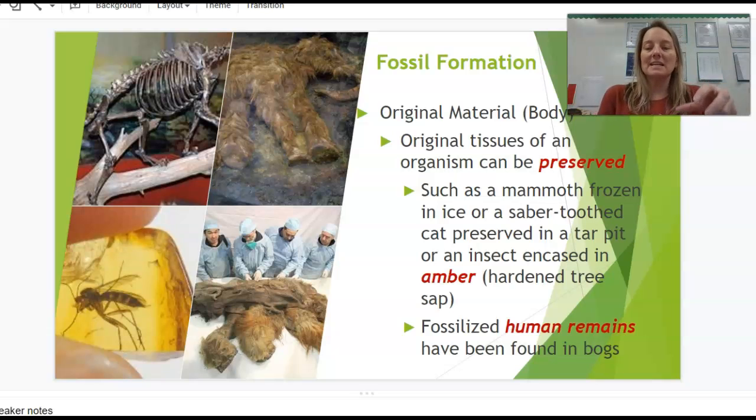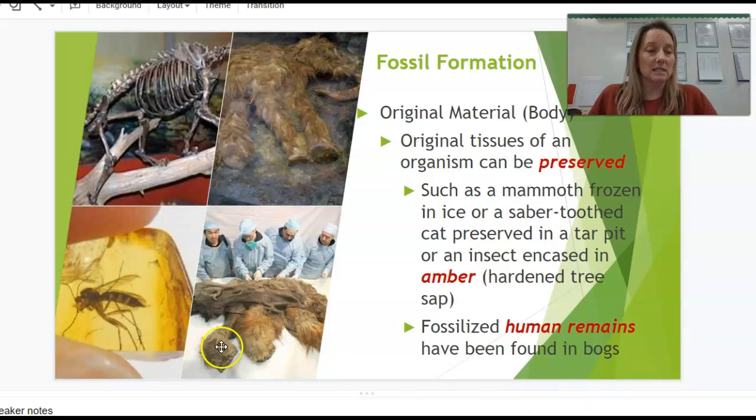Okay, and so there have been entire insects that you can extract DNA from that have been found encased in amber. All right, humans have been found fossilized in this manner in bogs. Bogs are kind of wetlands, swampy areas that accumulate dead plant material, peat. It's very rich in minerals, and so they're very good areas for preserving organisms. And so there have been humans that have been found fossilized in bogs.